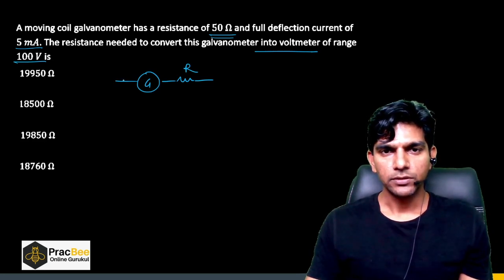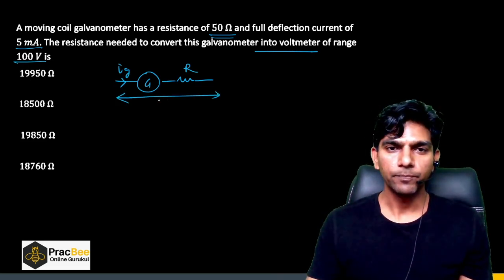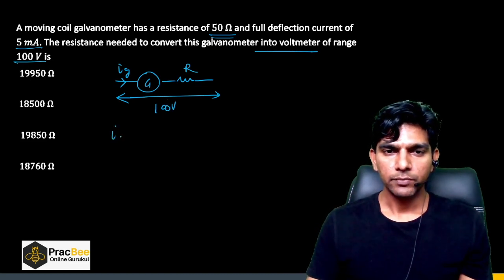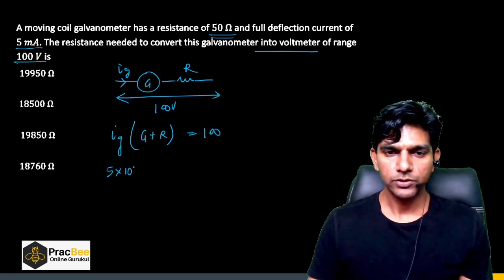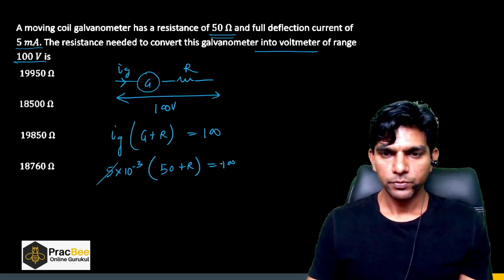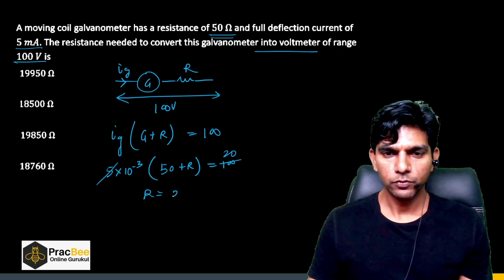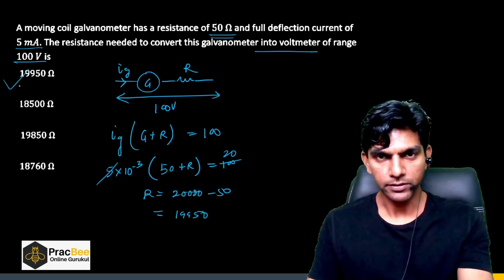For full scale deflection, it shows the maximum value. So if there is a current Ig, the full scale deflection current, the potential drop across this combination should be 100 volts. By Ohm's law, Ig times G plus R should be equal to 100. Ig is given as 5 milliampere, so 5 into 10 raised to power minus 3, times G is 50 plus R. From here, this comes out to be 20,000, so R will be 20,000 minus 50, which is 19950. So option 1 is the right answer.